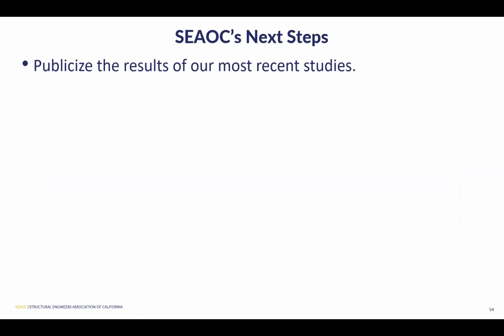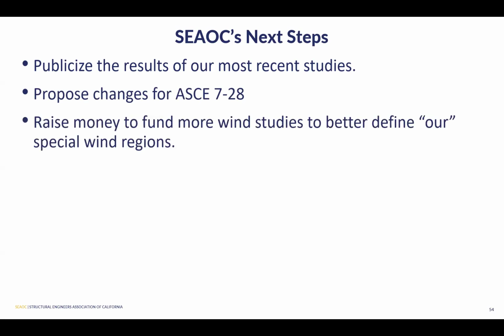So SEAOC's next steps here are to publicize the results. We have a white paper that describes these most recent studies. We're proposing changes for ASC 728, so hopefully that standard will have some of these changes. Ideally, we might demarcate the special wind regions, but the hazard tool would allow you to find the actual recommended wind speed in that area. That's probably our primary goal, is to get that for most of the special wind regions.